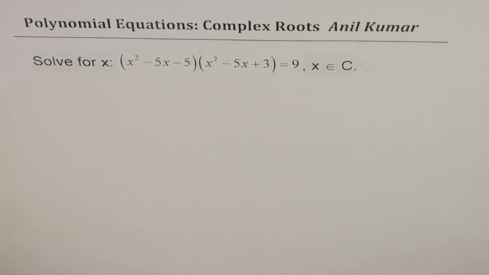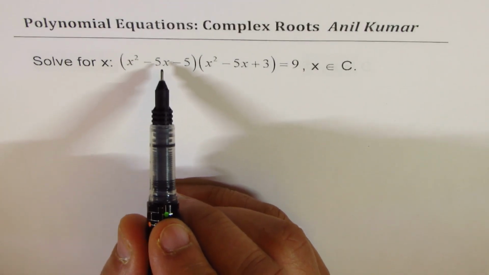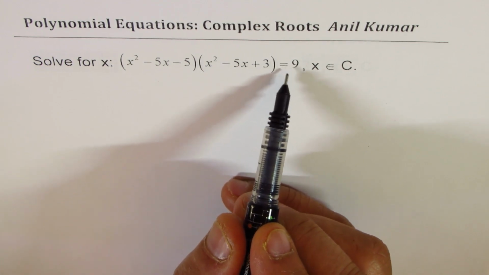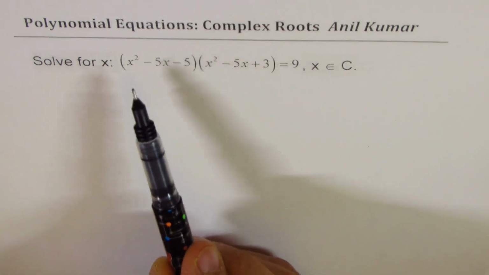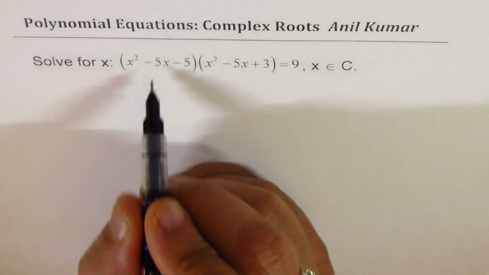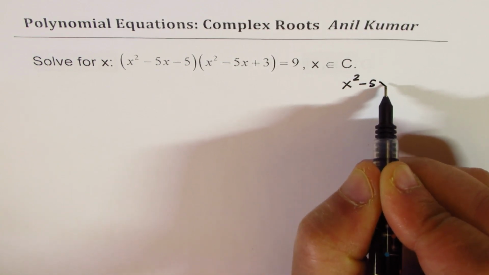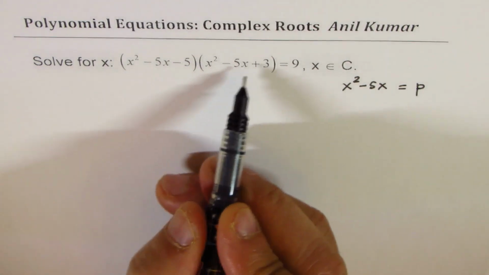We need to solve for x. The equation is (x squared minus 5x minus 5) times (x squared minus 5x plus 3) equals 9, where x belongs to complex numbers. Now as you can see here, we can make a substitution that x squared minus 5x is equal to, let us say, p, right? So what do you get?